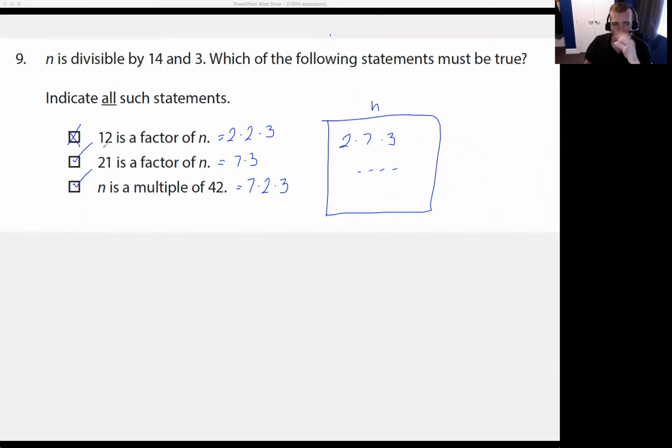Why not 12? What do you need to make a 12, Avantika? How many 2s do you need to make a 12? All right, so I need 2 2s and a 3. N might have 1 2, a 7 and a 3. So if I go back up here, the question is must be true. Does n have to have 2 2s in it?